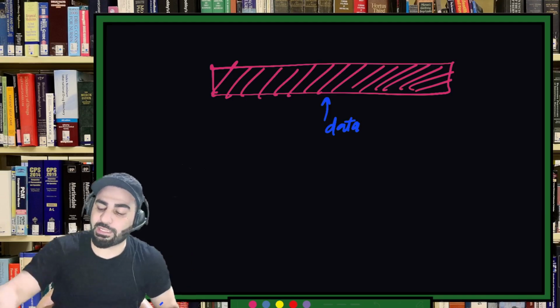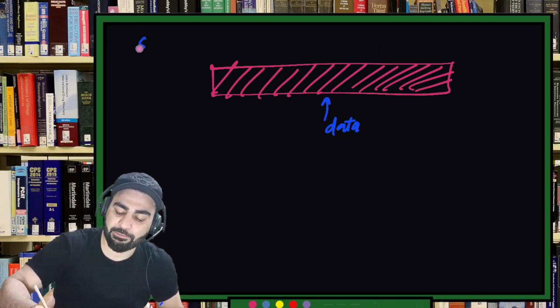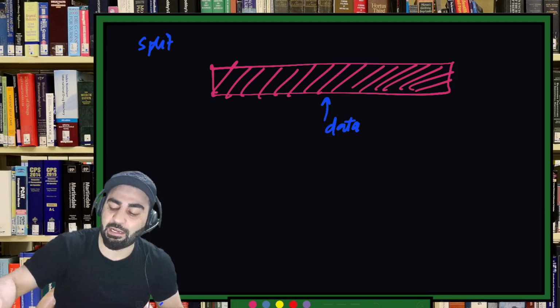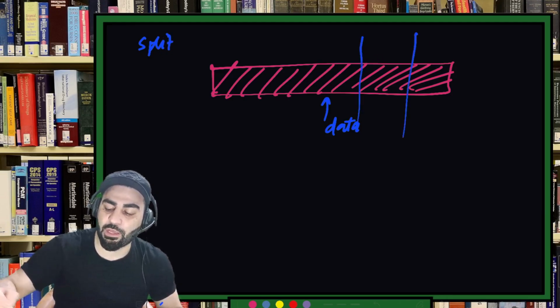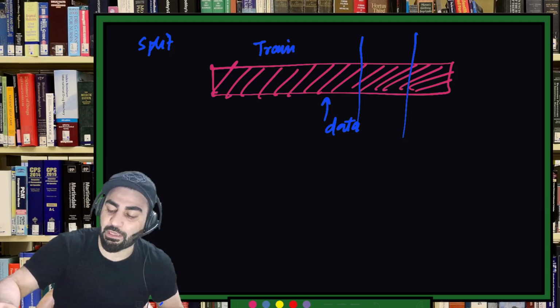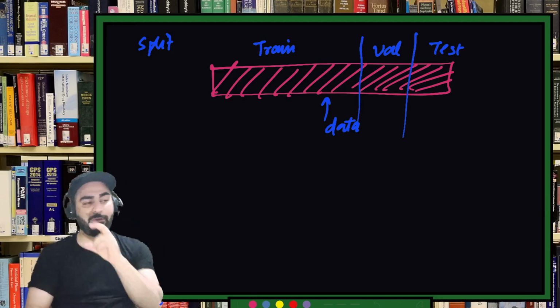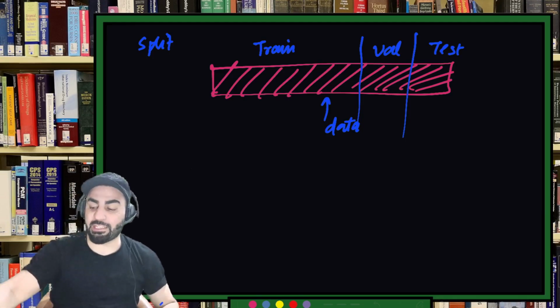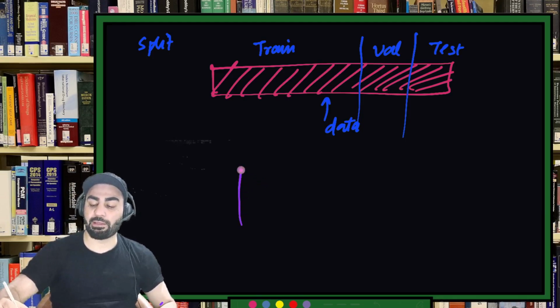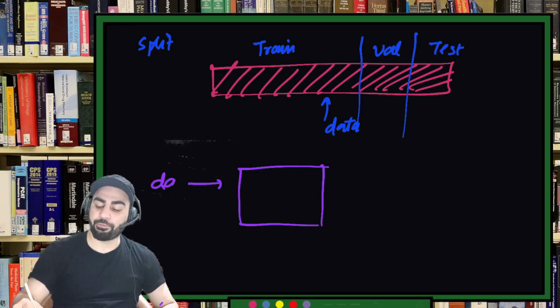So what we do is we take the data and we split it. We'll usually split this data into three sets: a training set, a validation set, and a test set. So this training set will be used for training. If you remember that machine learning algorithm lecture, I told you that you give data and the corresponding labels if it is a supervised learning setting.